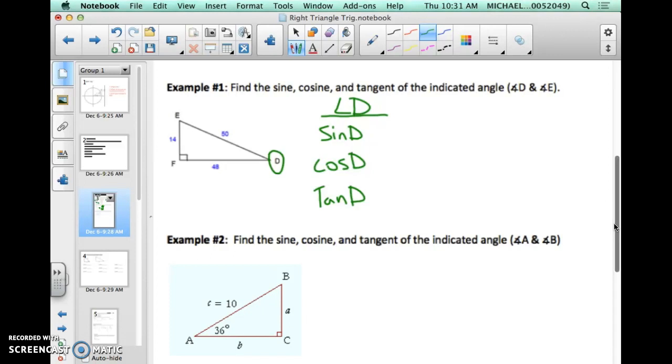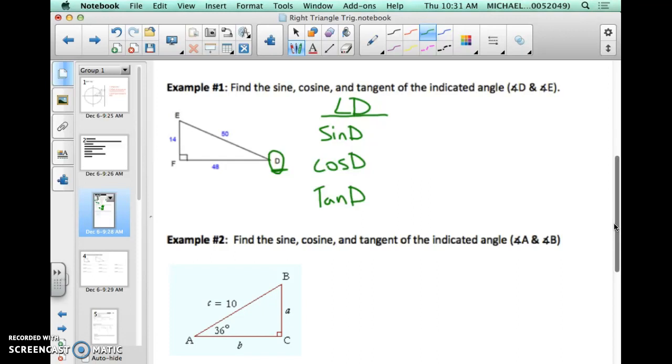Opposite of D, again, if I'm labeling a triangle, and I would like you to label your triangles too as you work through this process. The labeling is always in reference to the angle in question, and there are three choices: opposite, adjacent, and hypotenuse.